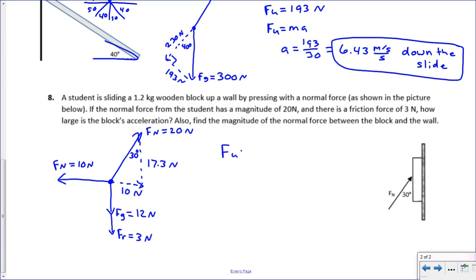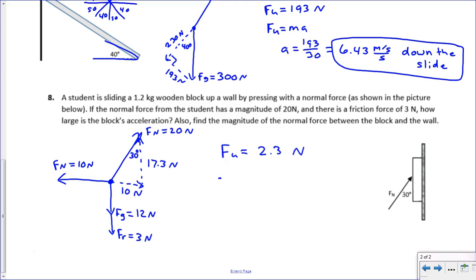To get the unbalanced force, we have to think of the up and down direction. We've got a 12 Newton force down from gravity and another 3 Newton force down from the friction, so that's a total of 15 newtons down. And we've got a 17.3 Newton upward component of that force going up. So that's 17.3 newtons up and 15 newtons down, which comes to an Fu of 2.3 newtons in the upward direction.